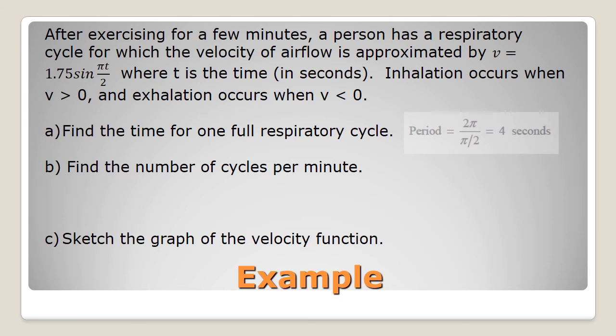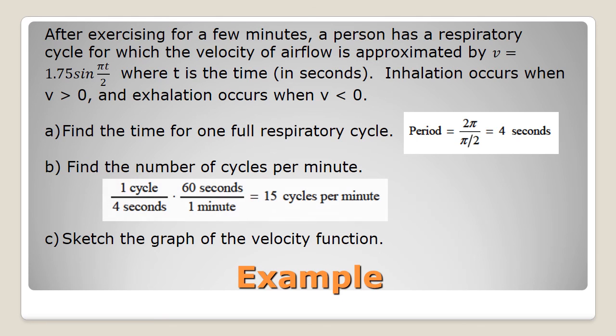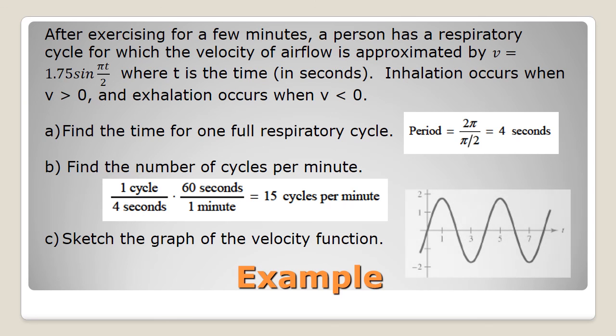Okay, the period is going to be 2 pi over 2, which is 4 seconds. So one full cycle takes 4 seconds. Now let's use a little logic. If one cycle takes 4 seconds, how many of those are going to go by in a minute? Well, 4 into 60, 15 cycles per minute. And here's the graph.